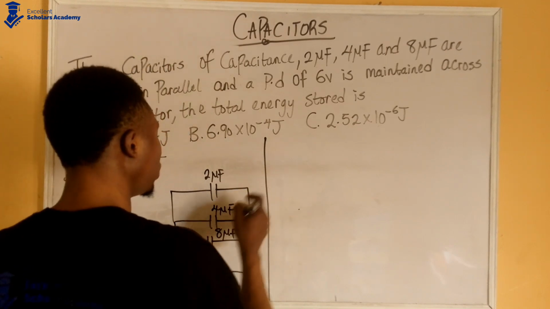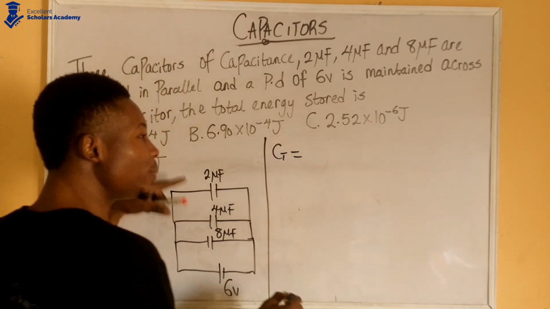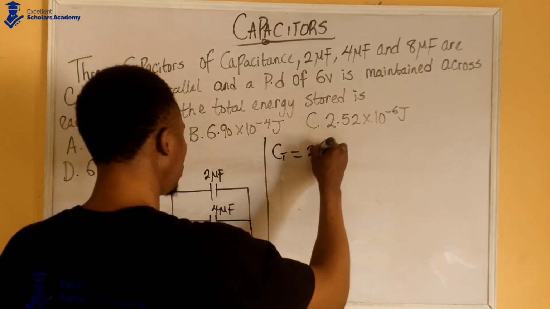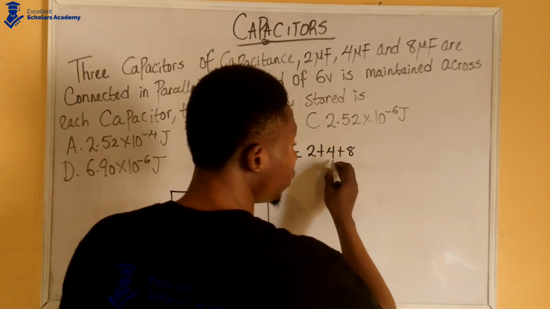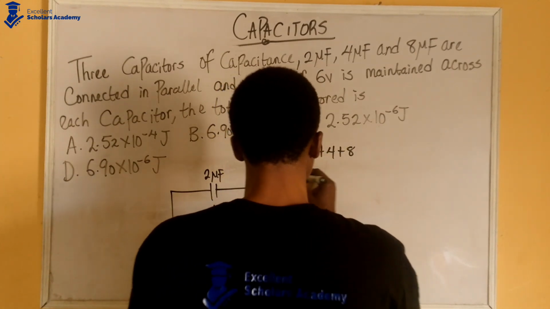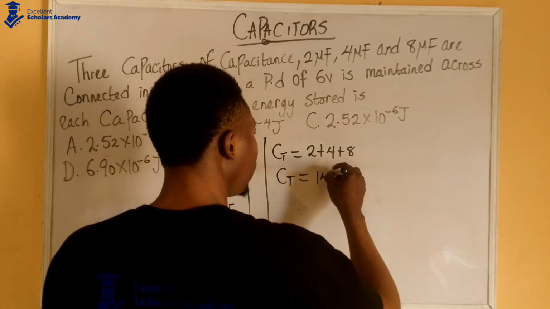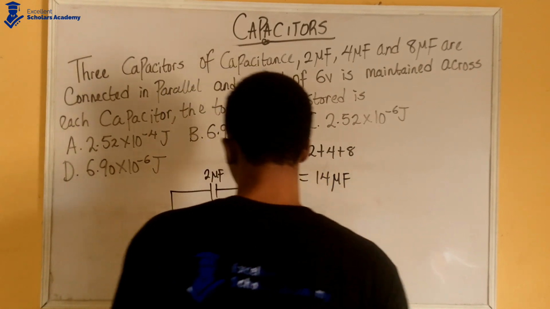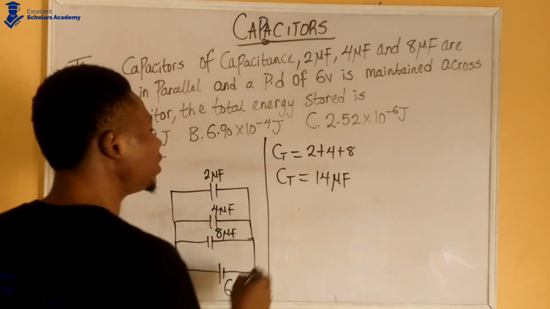So the total capacitance CT is going to be equal to, they are connected in parallel, so we add them. So it becomes 2 plus 4 plus 8. 2 plus 4, 6, right? 6 plus 8, that gives us 14. So CT is equal to 14 microfarad. So this is the total capacitance. Now we can get the energy stored.